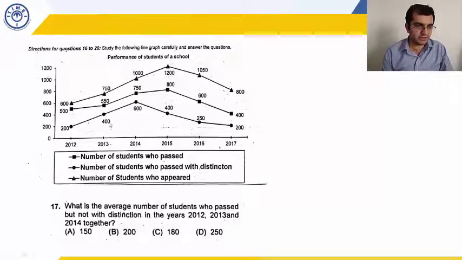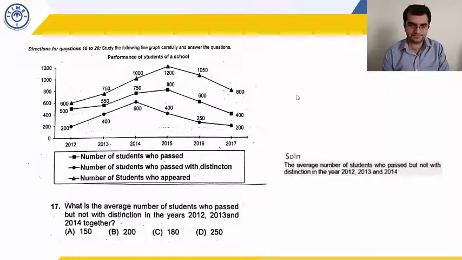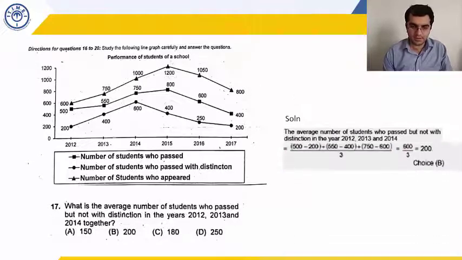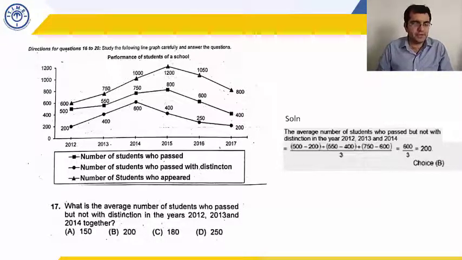Okay, so for 12, 13, 14, you get 500 minus 200 plus 550 minus 400 plus 750 minus 600, divided by 3, that is 600 divided by 3, that's equal to 200. It's choice number B. Okay, again, straightforward, easy question.